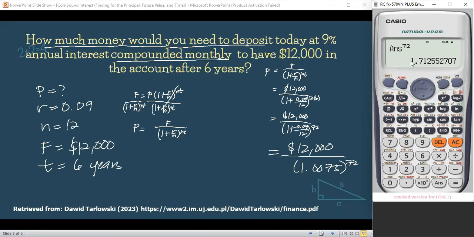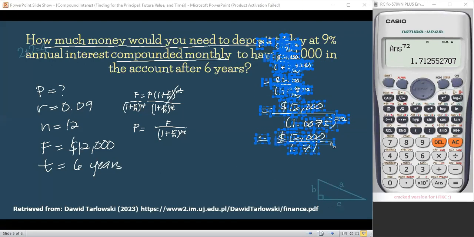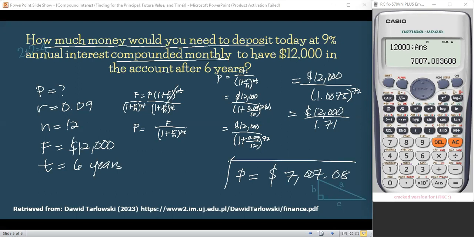So that is 1.71 approximately. That is $12,000 all over 1.71. Now $12,000 divided by the answer, that will give us 7,007.80. So ibig sabihin po, the present value that we're looking for is $7,007.08.